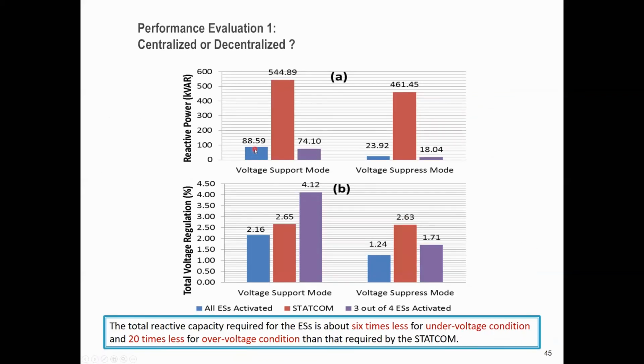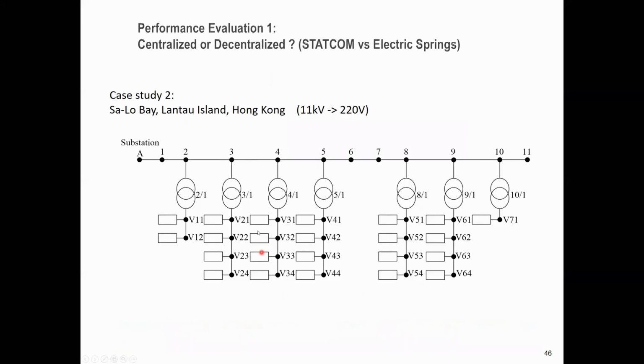And if we compare the total amount of reactive power required for this level of compensation, we can see a huge difference. For the STATCOM, in this case, we require over 500 kVAR. But for the total compensation effort using 4 electric springs, it is only 88.6. Okay, so that means using distributed electric springs can be more cost effective than using a centralized STATCOM, and they can provide a better average voltage regulation over all the voltage nodes.